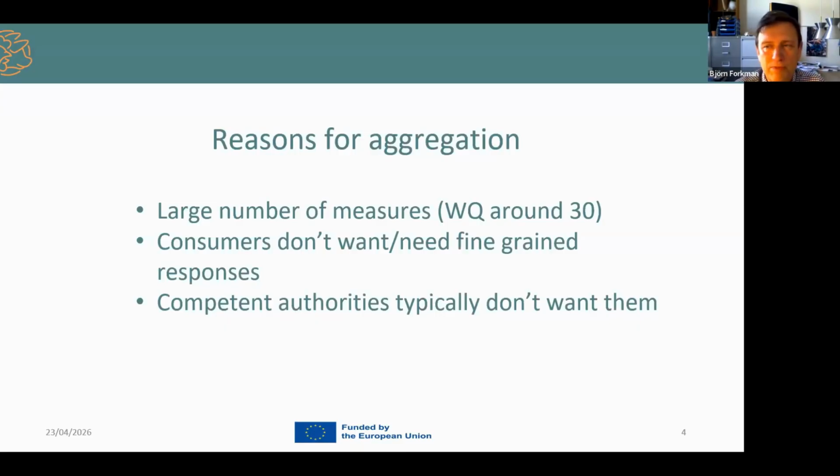Consider the Welfare Quality protocol, which I talked about last time. In the Welfare Quality protocol, there are more than 30 measures. I mean, there are so many measures that it would be hard to keep them all on the same package. So for consumers, this fine-grained response isn't very interesting. And in actual fact, it's not very interesting for the competent authorities either. The only ones really interested in this fine-grained resolution are the farmers.